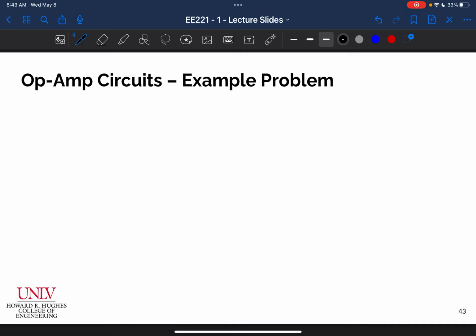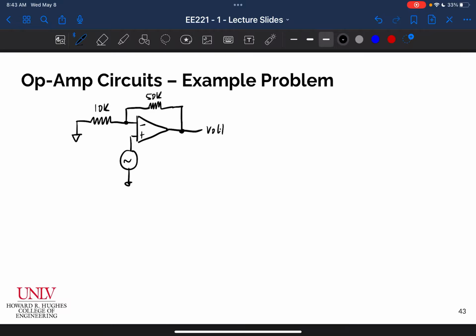All right, so let's do a quick op-amp circuits example problem, and then we will be done with this module. So I'm going to go ahead and draw ground here. Make this a 10K resistor. We'll make this a 50K resistor. And then this will be V out of T. And we want to determine V out of T in the following circuit.